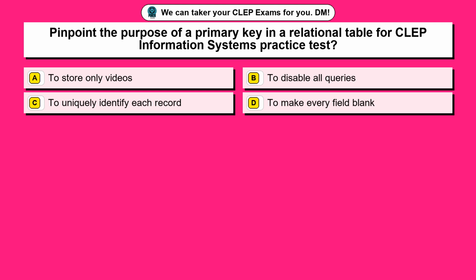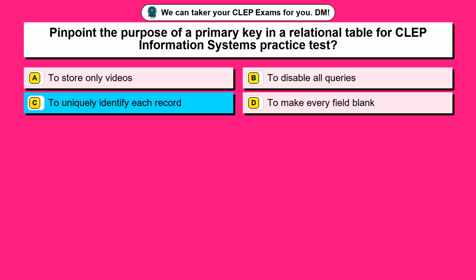Question 79. Pinpoint the purpose of a primary key in a relational table for CLEP Information Systems practice test. Option A. To store only videos. Option B. To disable all queries. Option C. To uniquely identify each record. Option D. To make every field blank. The correct answer is option C.